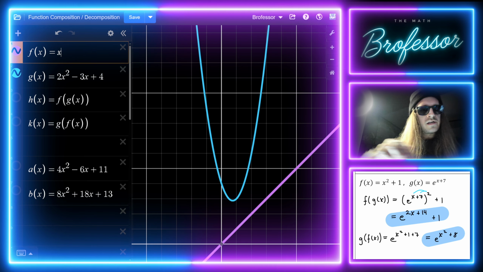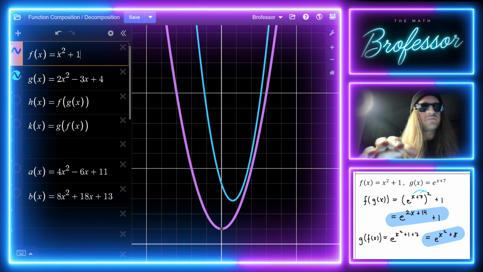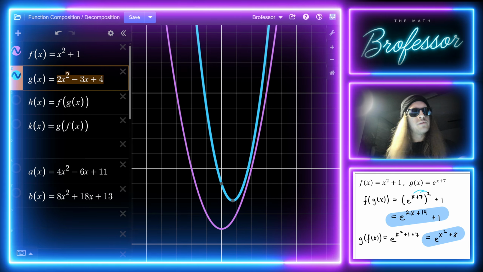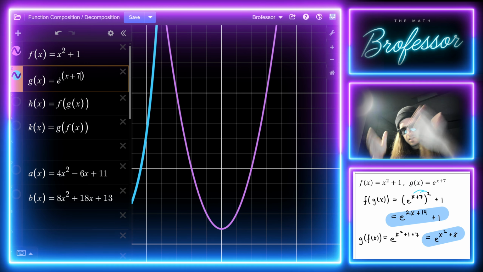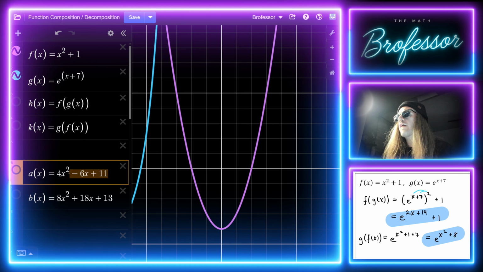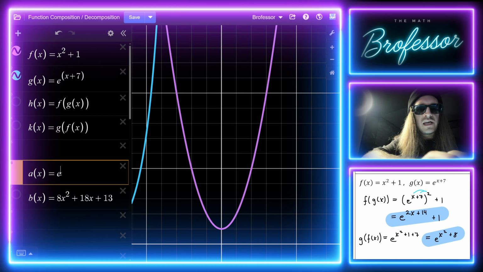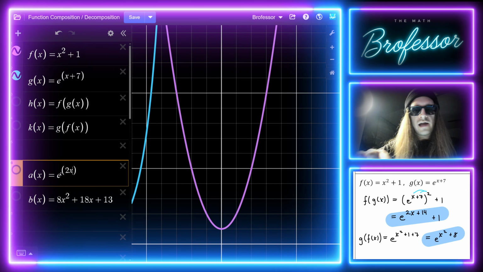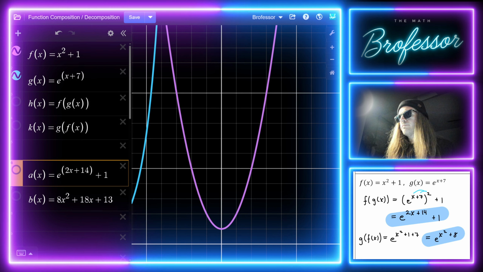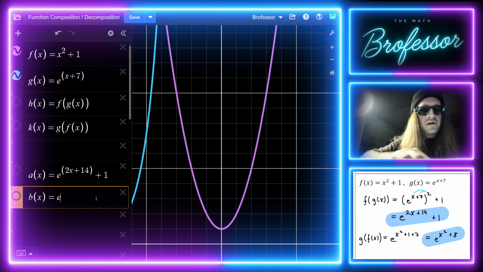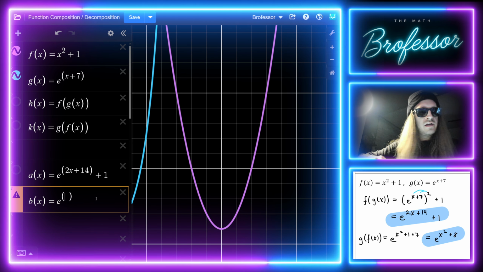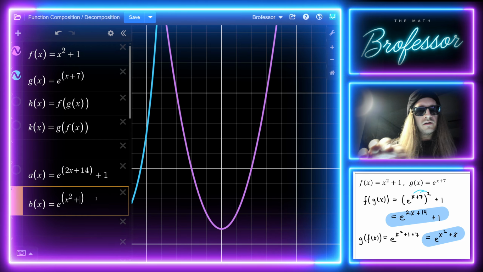So our x here is x squared plus 1. On Desmos, when you're typing in exponents, right now here, I need to put parentheses for that x plus 7. Without parentheses, it'll put the x below. It'll pull it out of the exponent. And let's see, our answer for the first composition is e to the parentheses 2x plus 14, and then out of the parentheses plus 1. And our answer for g of f is e to the x squared plus 8.